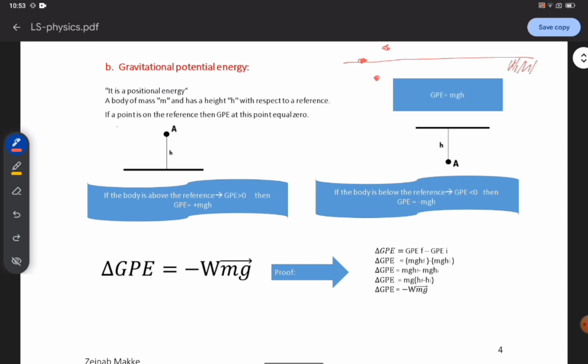If a point is on the reference, then the GPE is equal to 0. Why? Since on the reference, no height. The object has no height. But if the object is above the reference, GPE is positive, then GPE equals plus mgh. And if the body is below the reference, GPE is negative, then GPE equals minus mgh. We have delta GPE equals minus the work of the weight mg.